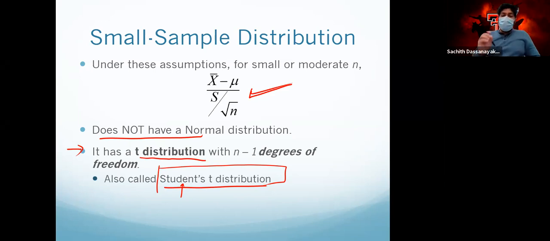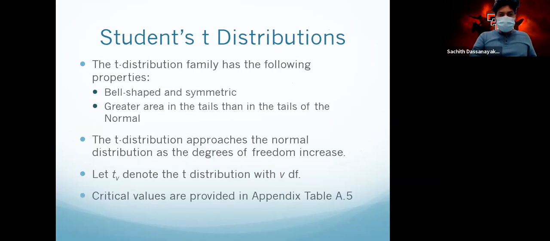But if we need to use the T distribution, we should know just one parameter, which is called degrees of freedom. Simply we call it DF. Degrees of freedom equals n minus 1. The degree of freedom is always n minus 1. I'll show you the T distribution in the next slide. You should know about this Student's T distribution.